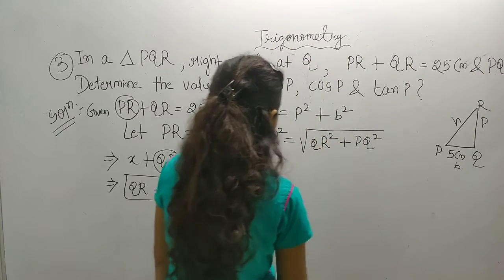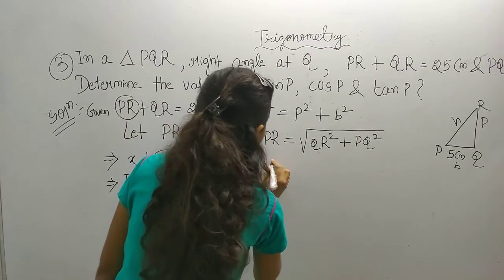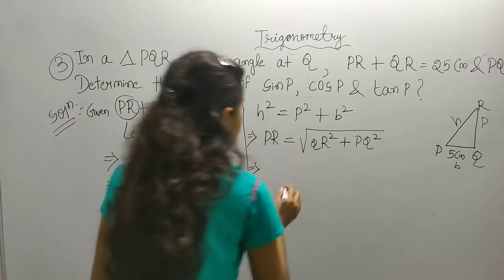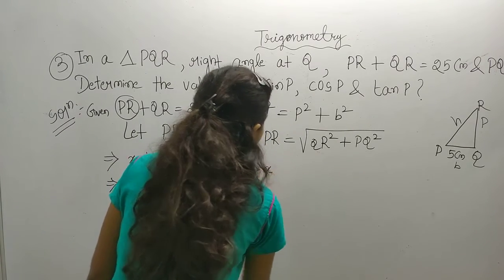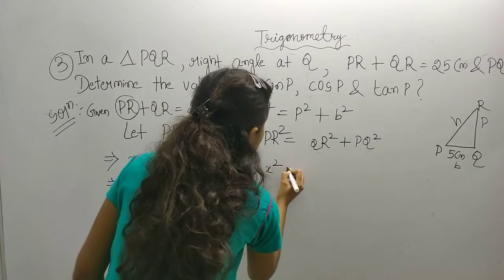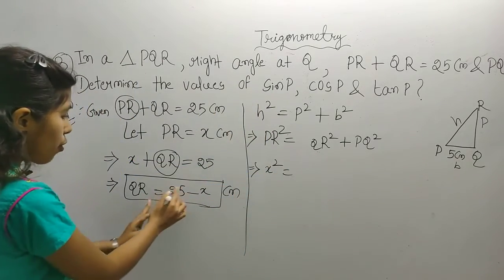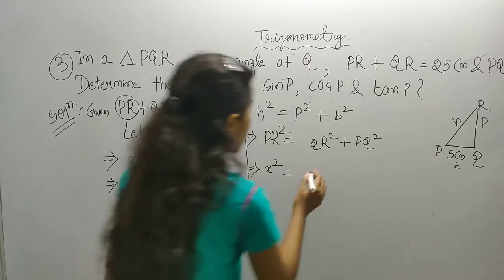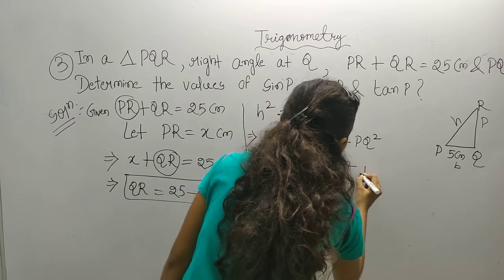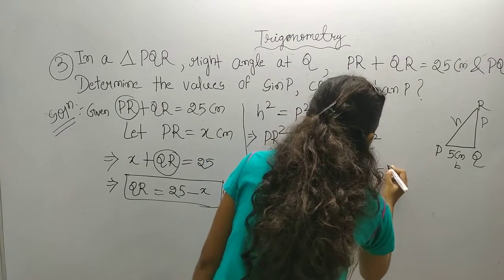Now that implies PR. How much is PR? PR equals x. So here don't take the root, here you write the square. So x square equals, how much is QR? 25 minus x. So instead of QR we have to write the value of QR, that is 25 minus x whole square, plus PQ is already given 5 cm in the question, means 5 square.